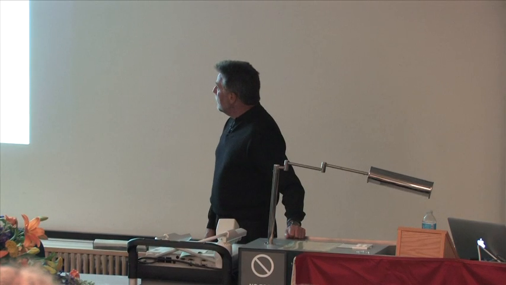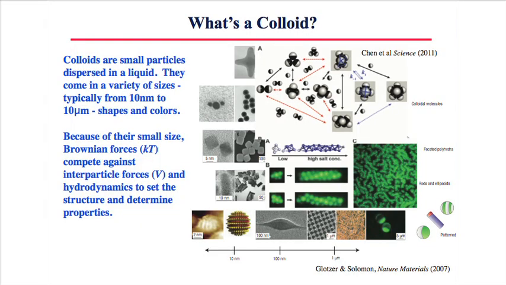So let me begin with what's a colloid and why do we care? As many of you know, colloids are just small particles dispersed in a liquid. They come in a variety of sizes and shapes and colors, as you can see. The colloid scientist is able to make all kinds of interesting things for us these days. What distinguishes them is the fact that they're small, and small means, say, 10 nanometers to about 10 microns or so in size.